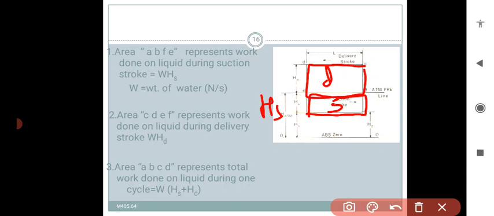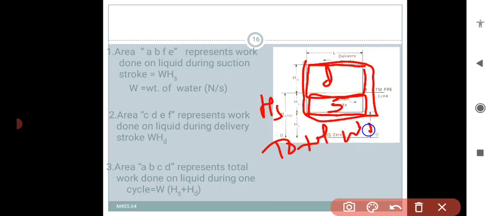The complete area of ABCD represents the total work done on liquid in one cycle. So that is equal to total work, the weight of the liquid into HS plus HD. So this represents the total work done on liquid during one cycle.